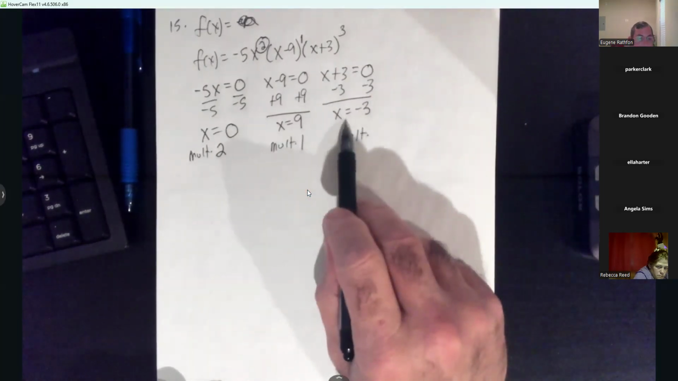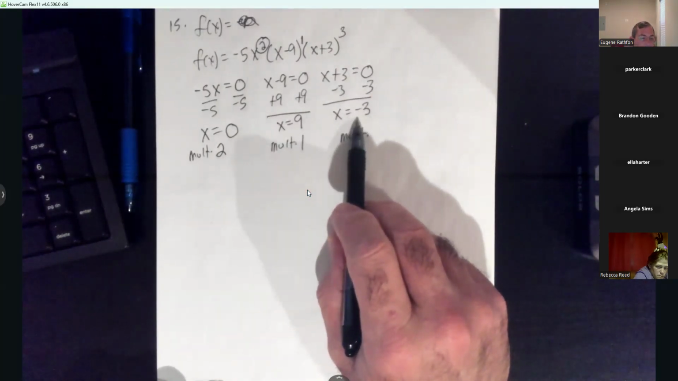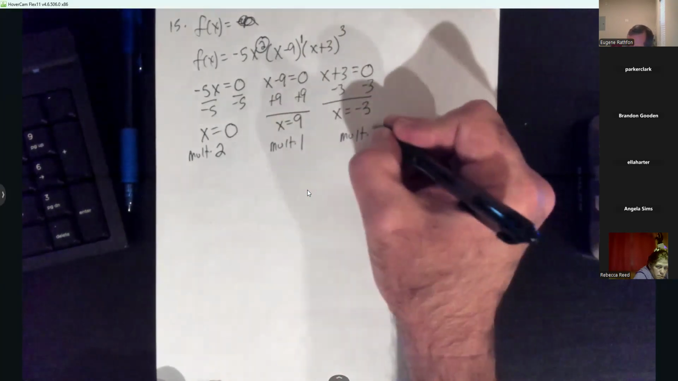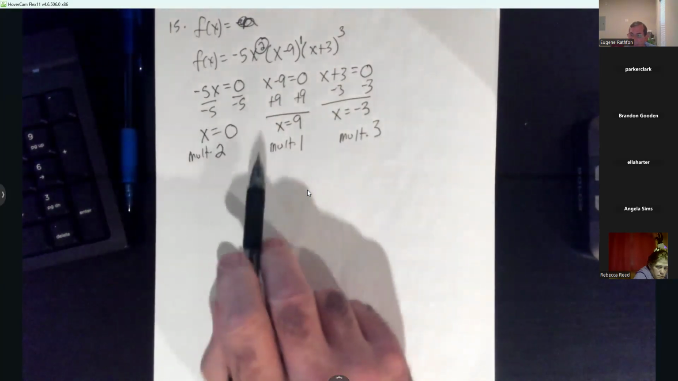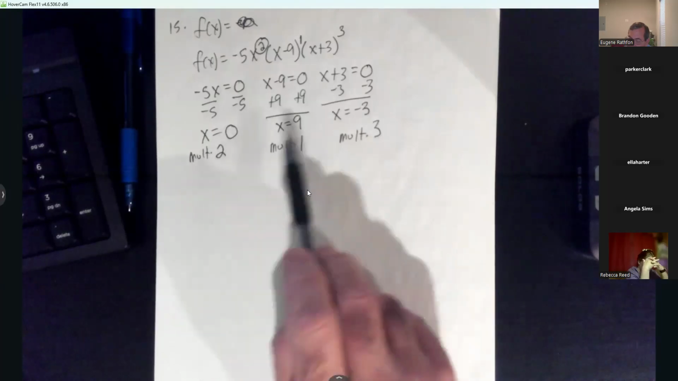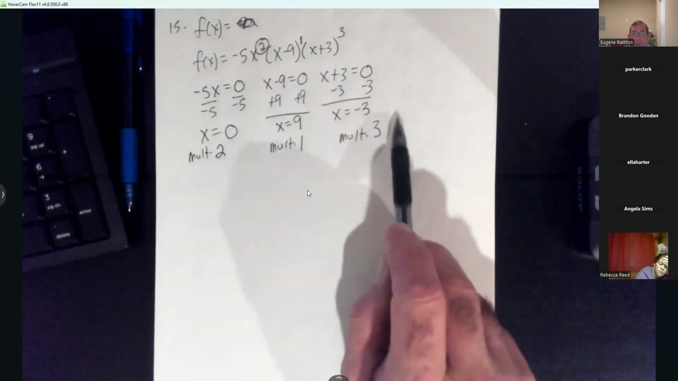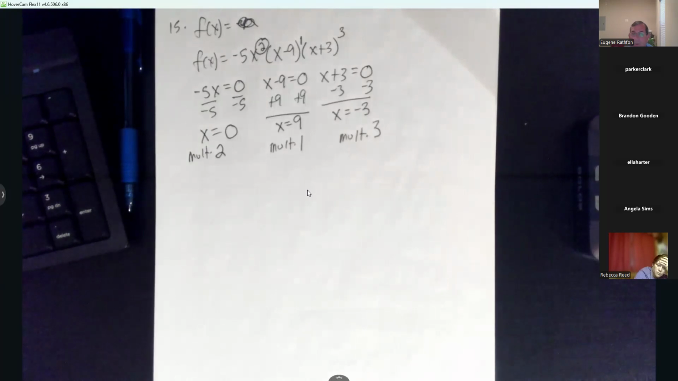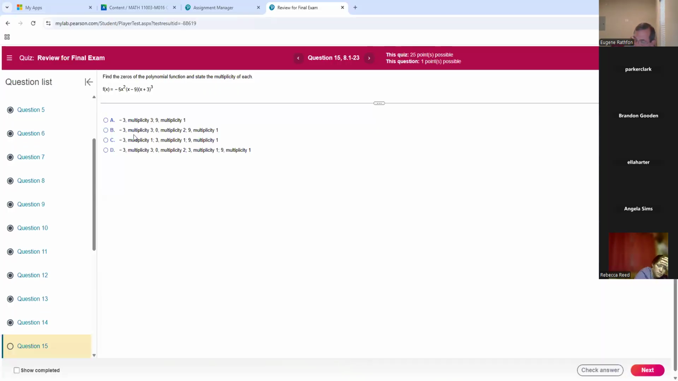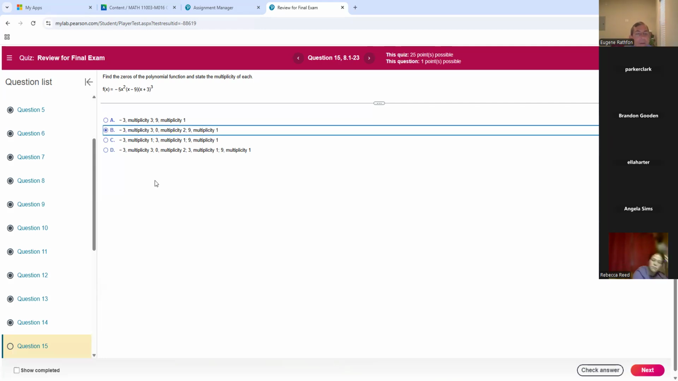And then how about the third one? X equals negative 3. Its multiplicity is 3. Good job. So I'm looking for this answer: 0, multiplicity 2; 9, multiplicity 1; negative 3, multiplicity 3. All right, y'all, let me go find that. That one only has 2, so let's see here. Negative 3, 3; 0, 2; 9, multiplicity 1. Looks like I'm going with B on that one.